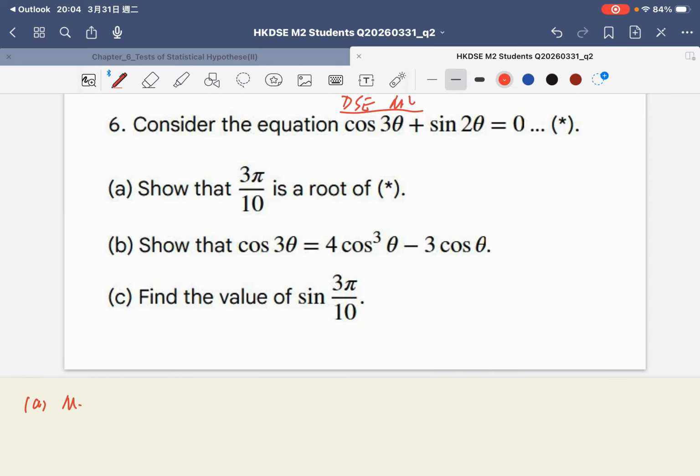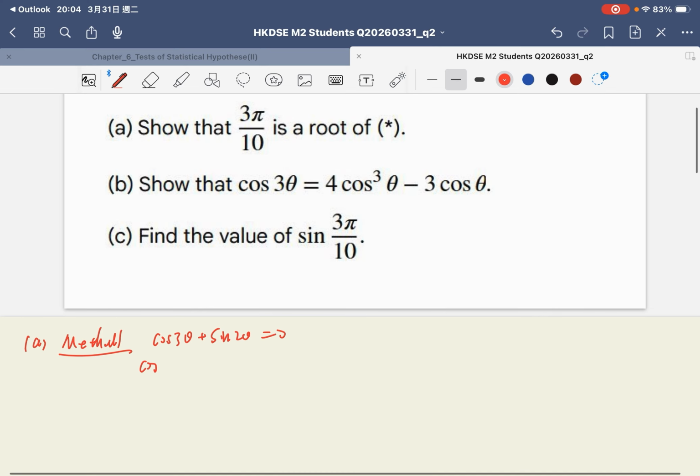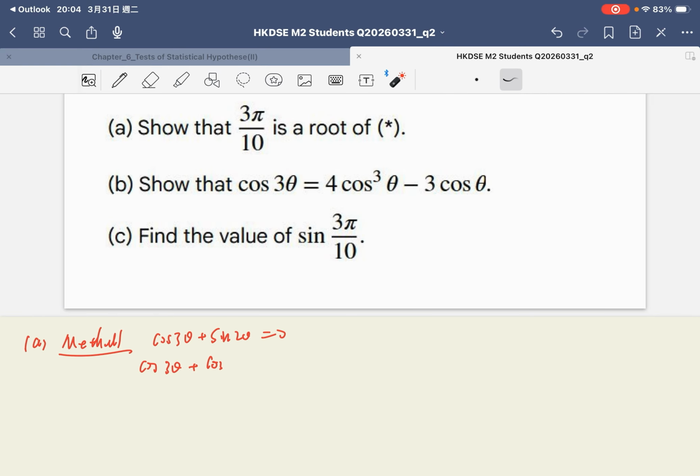Method 1. Cosine 3θ plus sine 2θ equals 0 can be rewritten, because we do not have cosine plus sine or sine plus cosine to apply sum to product. Therefore, we change this sine into cosine using π over 2: sine 2θ is cosine of π over 2 minus 2θ.